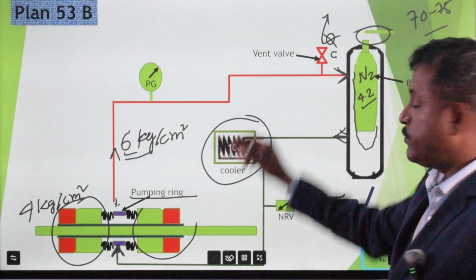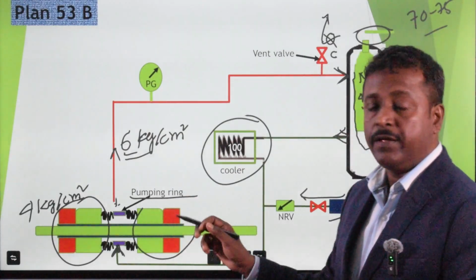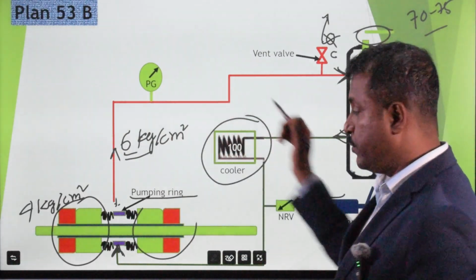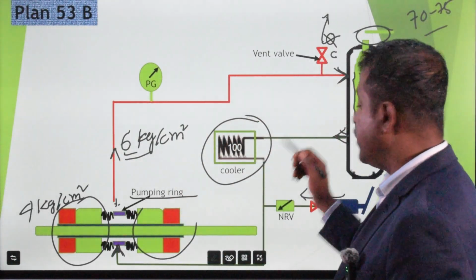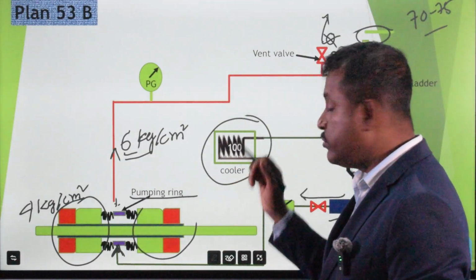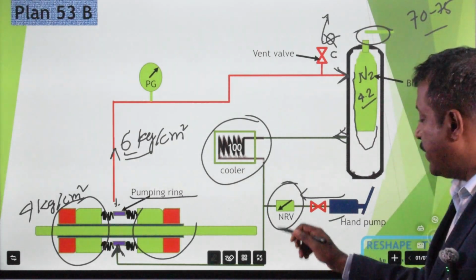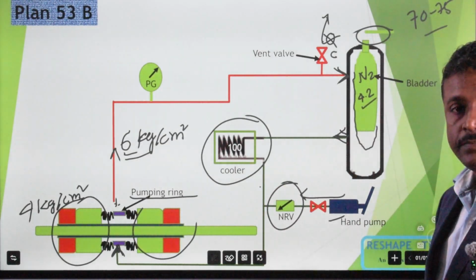What is the purpose of this cooler? The cooler is used to cool down the barrier liquid, because over a period of time the same liquid will circulate, so it will heat up. For cooling this barrier liquid, we use the cooler. What is the purpose of this NRV? It will prevent any backflow from the system to the hand pump.